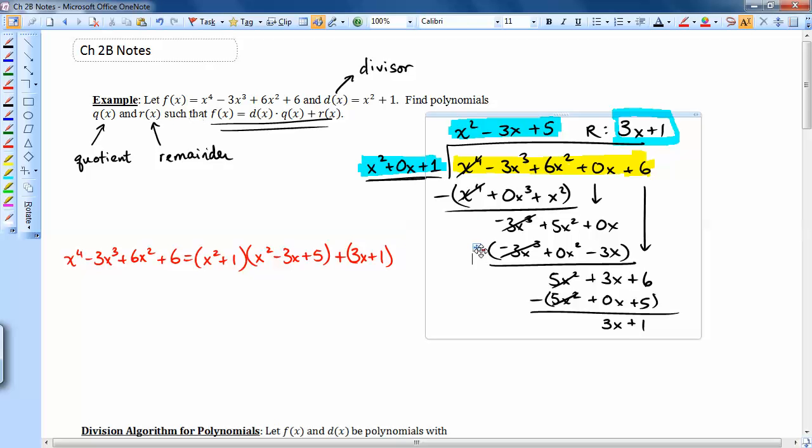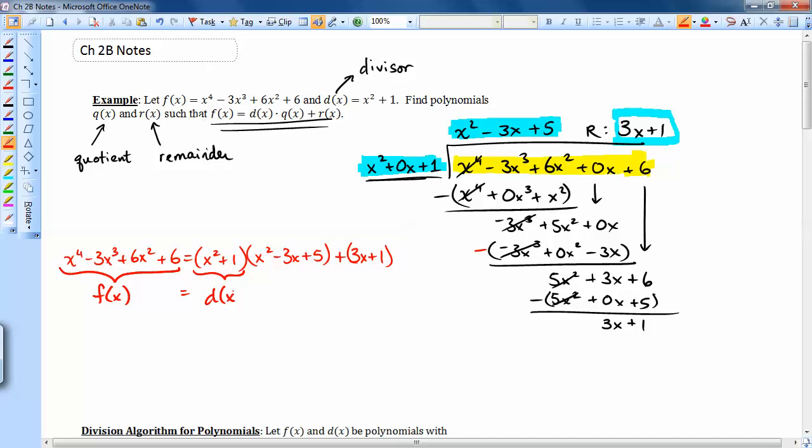Okay, if we look at this, the thing right here was my f of x. It equaled my divisor, which was d of x, times my quotient, which was q of x, plus my remainder, which I called r of x. So we've written it in the form that we need. If you're looking for the q of x, here it is. If you're looking for the r of x, there that is.